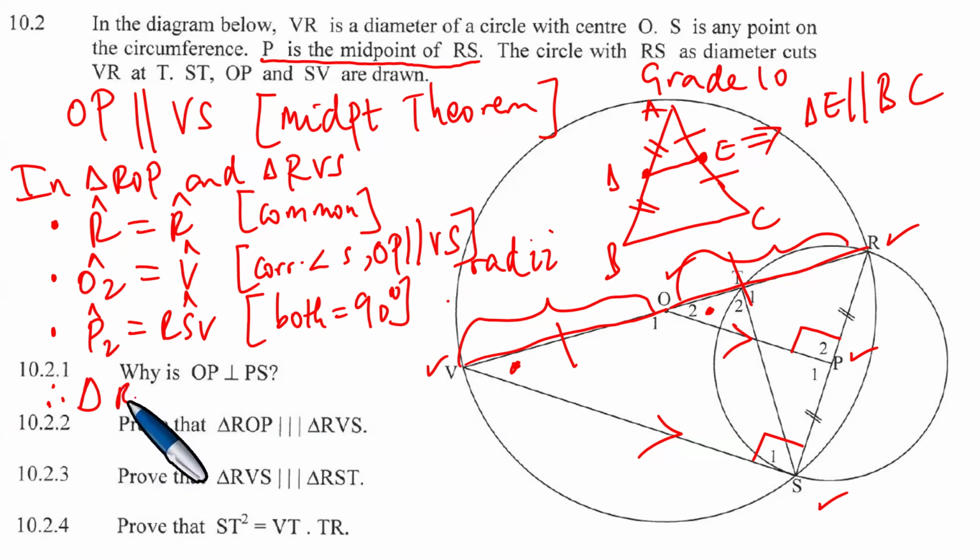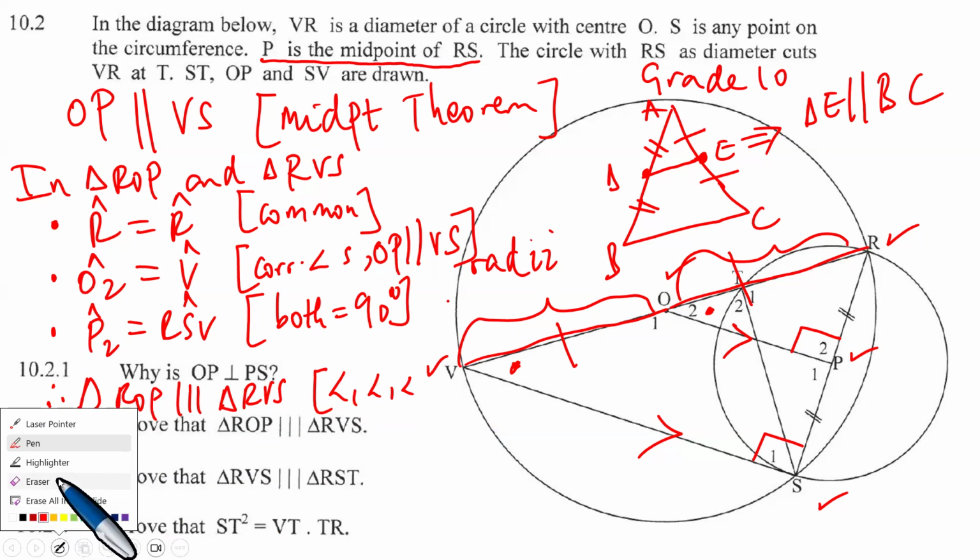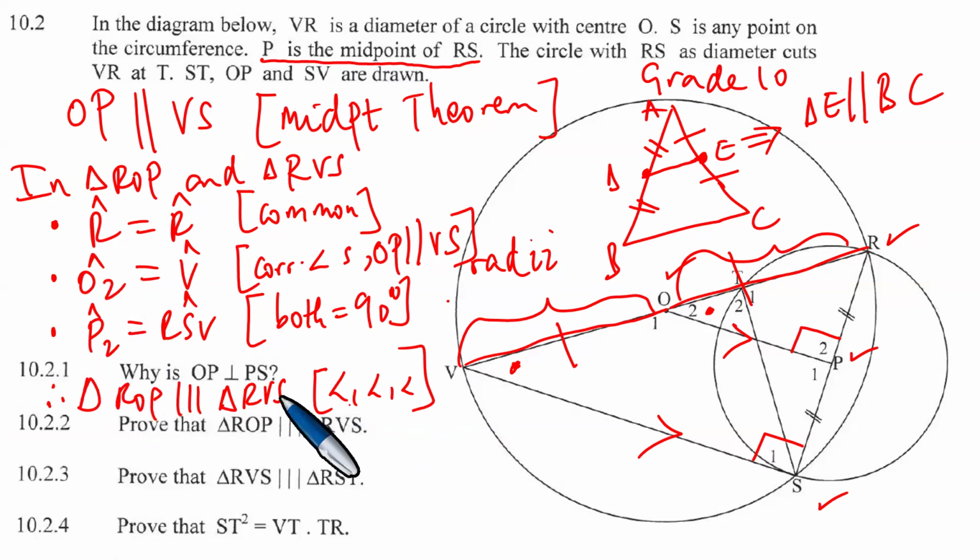triangle ROP is similar to triangle RVS. Why? Because angle, angle, angle. Right, so angle, angle, angle is the result. And we know that, okay? This is very important. We have 3 points. If you look at the angle ROP, angle RVS, you have the angle R equals angle R, O2 equals V, P2 equals S, or equals the angle RSV, so that we have that these are both equal to 90 degrees, and therefore these 2 triangles are similar to each other.